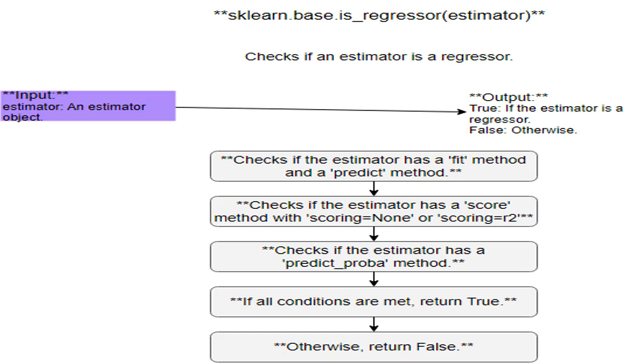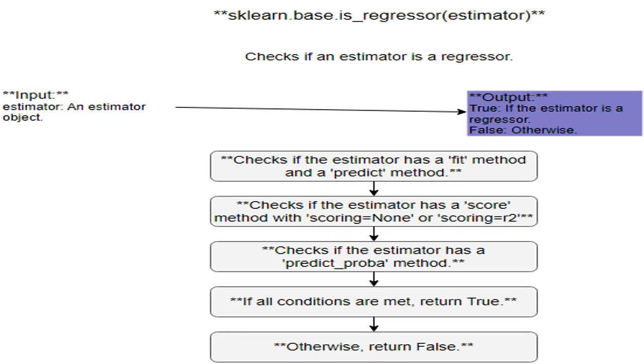Input: estimator object received. Method check: checks whether all methods are present, producing a Boolean value. Decision: if all methods are present, the true condition applies and the estimator is a regressor; otherwise the false condition applies and the estimator is not a regressor. Output: true for the true condition, false for the false condition.